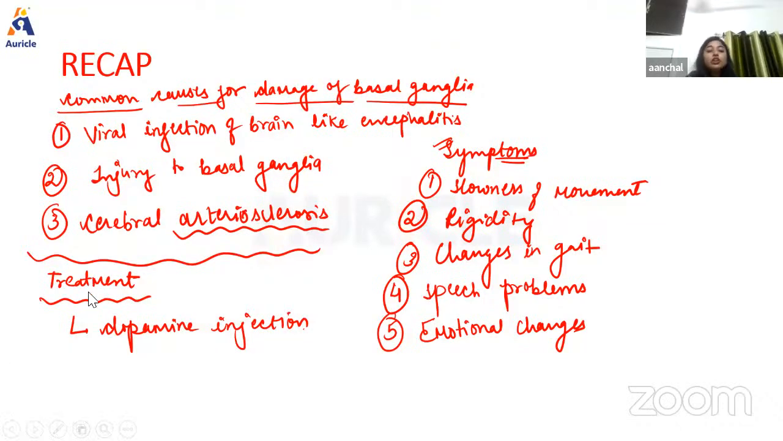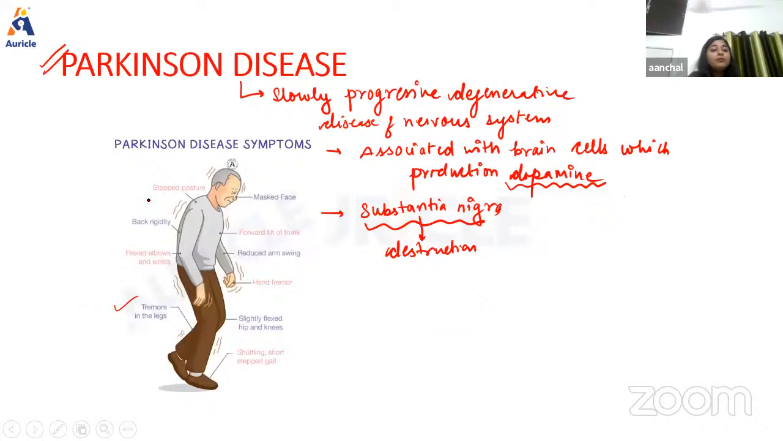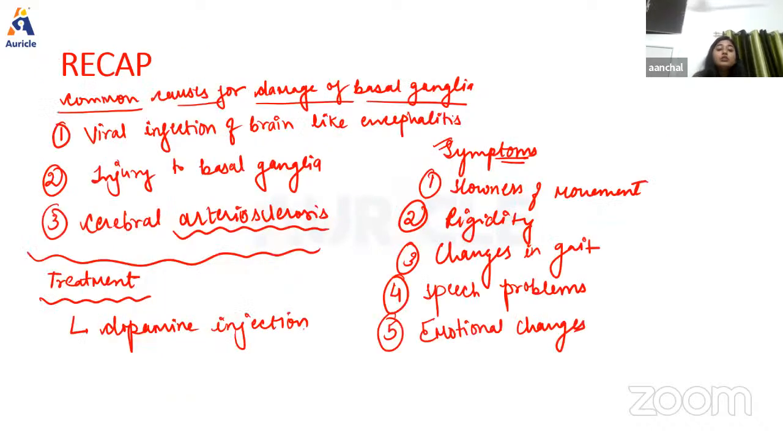And if a short note on Parkinson's comes, all the students need to define Parkinson's disease. Then you have to state the reason for the deficiency of dopamine, which substances are destroyed. Then you also need to mention the common causes for damage of the basal ganglia, then signs and symptoms, and lastly you can also mention the treatment. Okay. So this is all about Parkinson's.